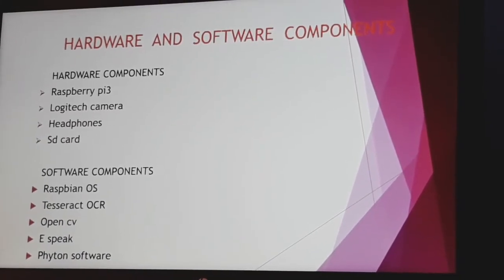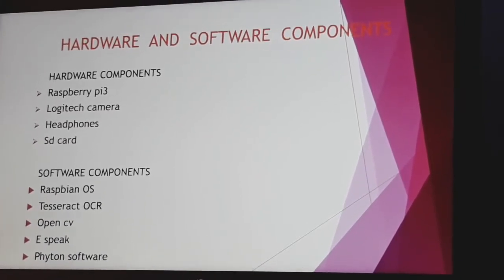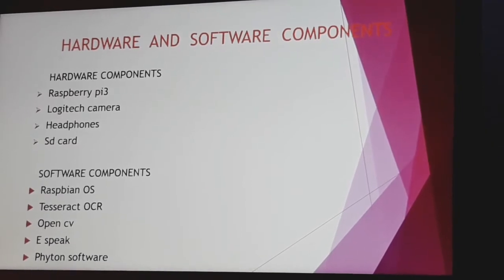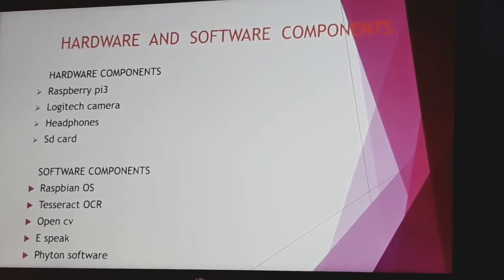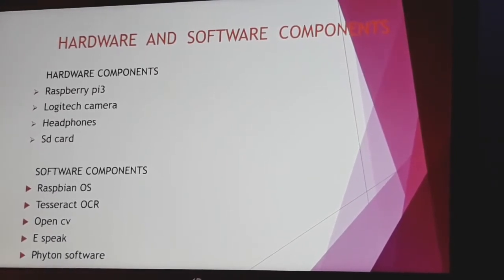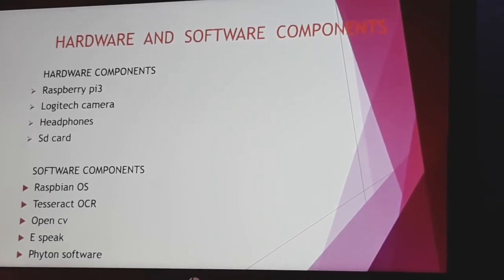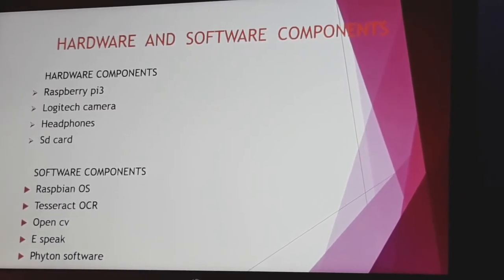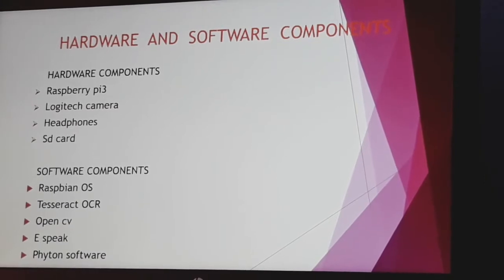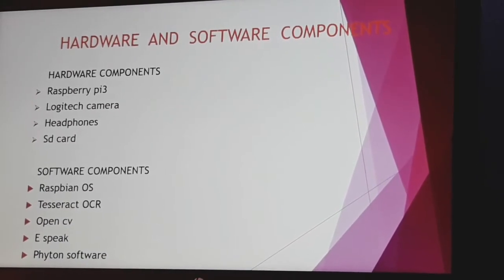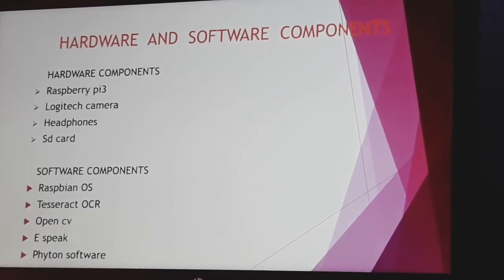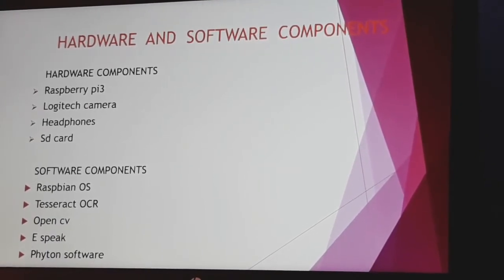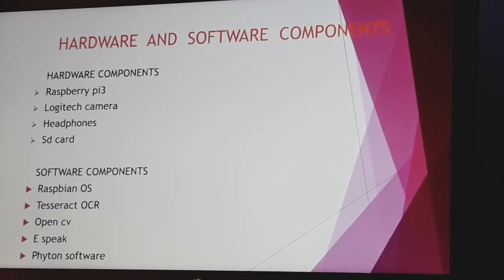The OS is loaded on an SD card, which is inserted into the SD slot on the Raspberry Pi, and the OS can be loaded on the card using a card reader. Let us discuss the software components. What is Raspbian OS? Raspbian OS provides significantly faster performance for applications that make heavy use.